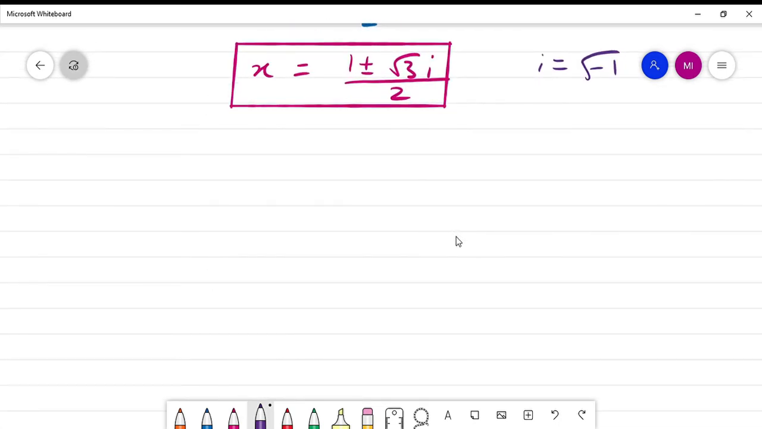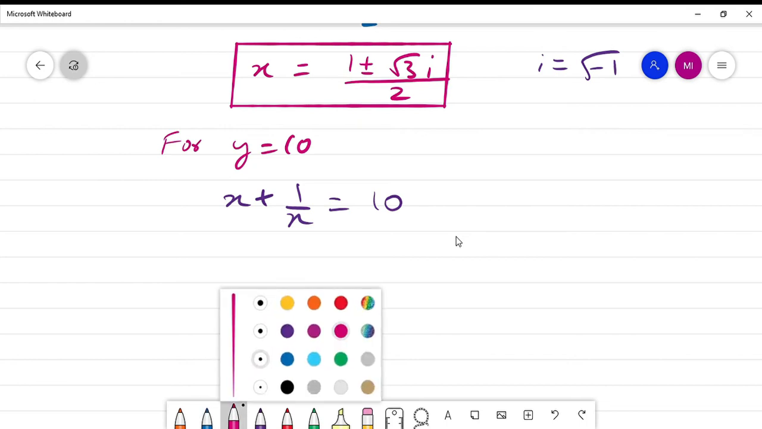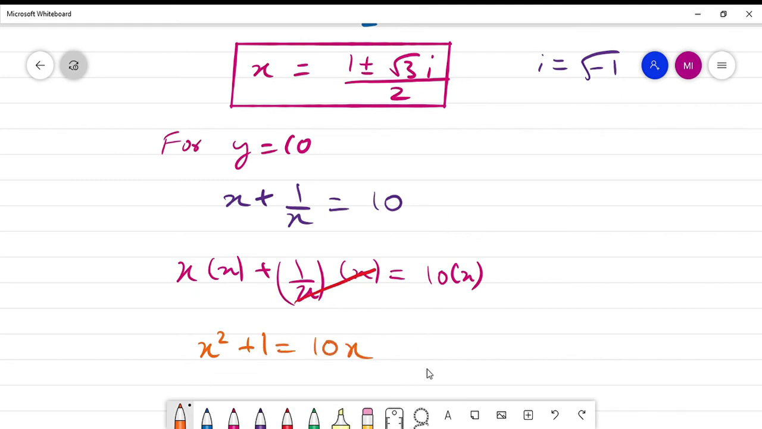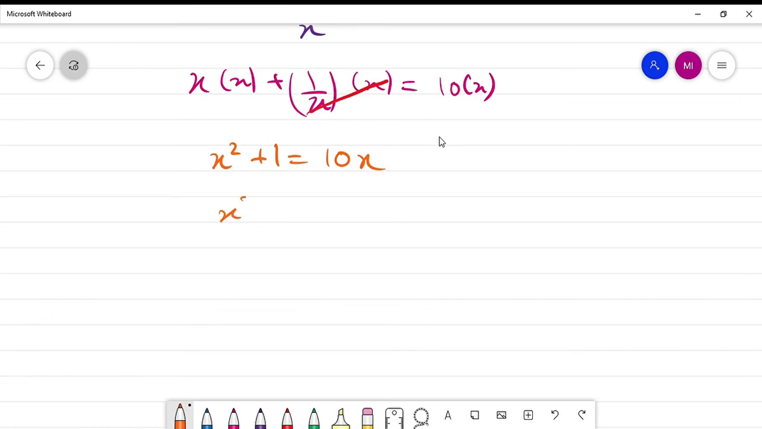And for y is equal to 10, x plus 1 over x is equal to 10. And multiplying all terms by x, we get x into x plus 1 over x into x is equal to 10 into x. x and x cut out. And we get x squared plus 1 is equal to 10x. Sending 10x to the other side, we get x squared minus 10x plus 1 is equal to 0.